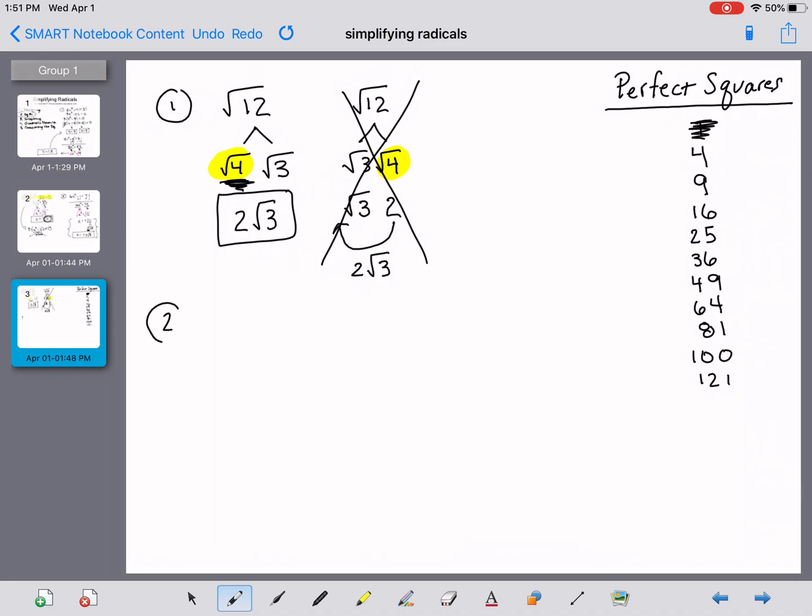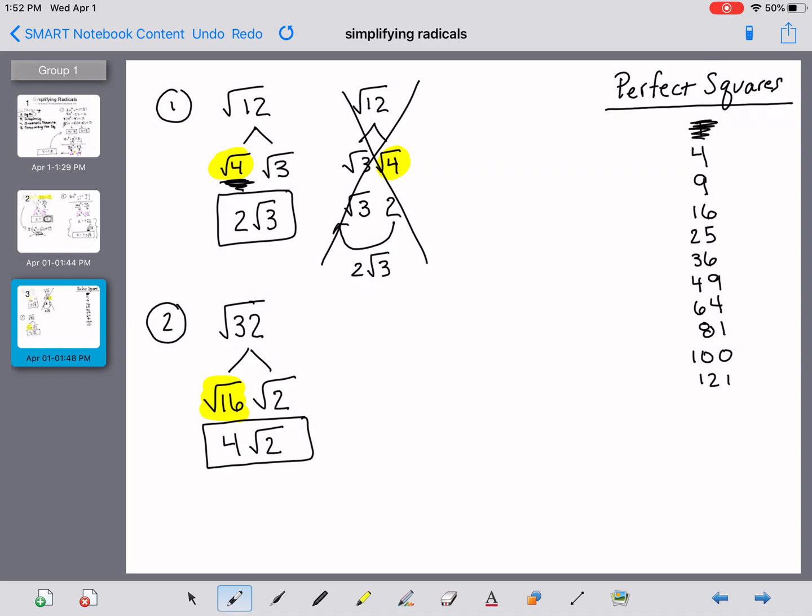All right, let's do another one. So square root of 32. I'm going to break it down into two radicals. I need two numbers that multiply to make 32, but one of those numbers has to come from this list of perfect squares. So you can pause the video and think. Hopefully you wrote 16 times 2, always putting that perfect square first. Very helpful. The square root of 16 is 4, and then square root of 2 stays the same.